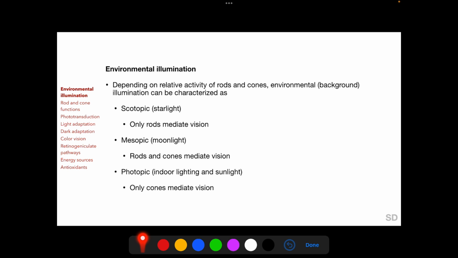Depending on which photoreceptors, rods and/or cones, are active, environmental or background illumination can be characterized as scotopic, which is equivalent to the illumination provided by starlight, in which only rods mediate vision; mesopic, which is equivalent to the illumination provided by moonlight, in which both rods and cones mediate vision; and photopic, which is equivalent to the illumination provided by indoor lighting and sunlight, in which only cones mediate vision.